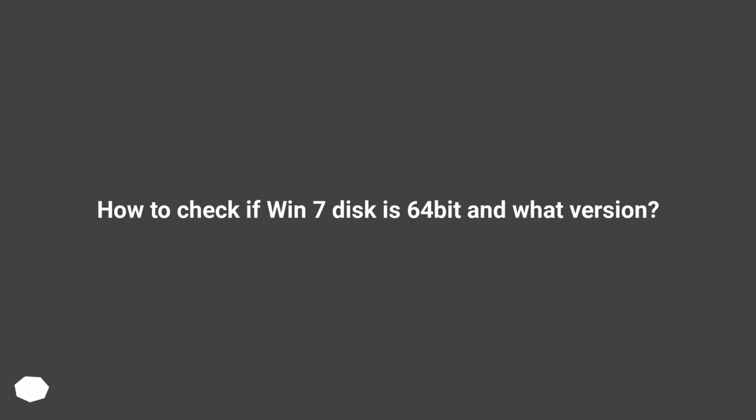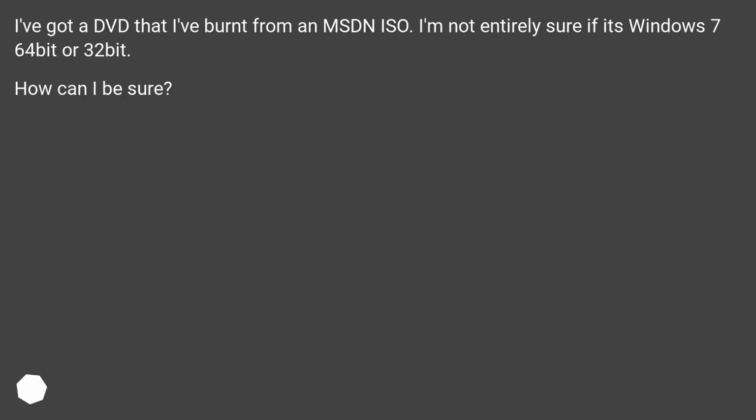How to check if a Win 7 disk is 64-bit and what version. I've got a DVD that I've burnt from an MSDN ISO. I'm not entirely sure if it's Windows 7 64-bit or 32-bit. How can I be sure?